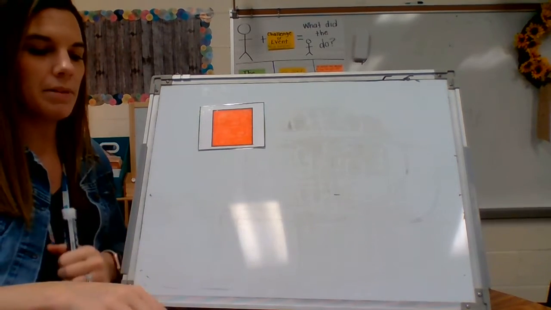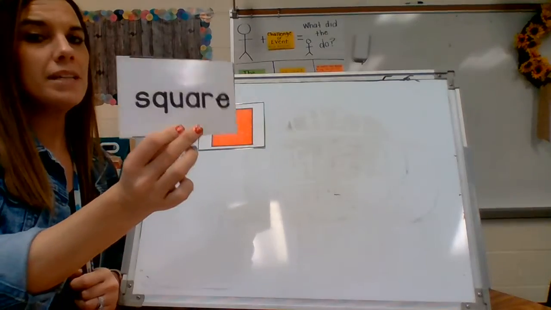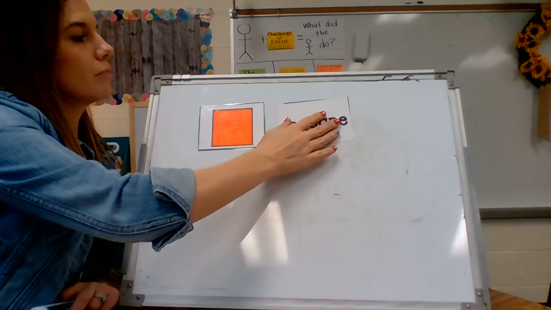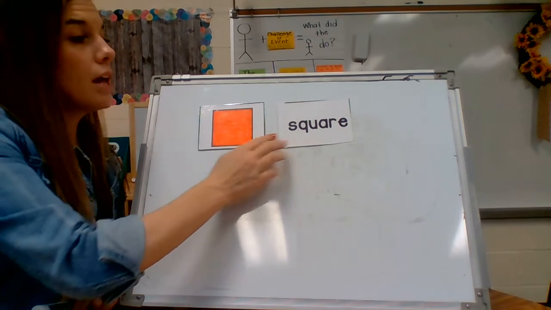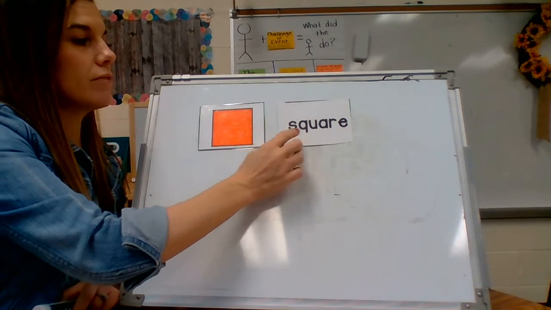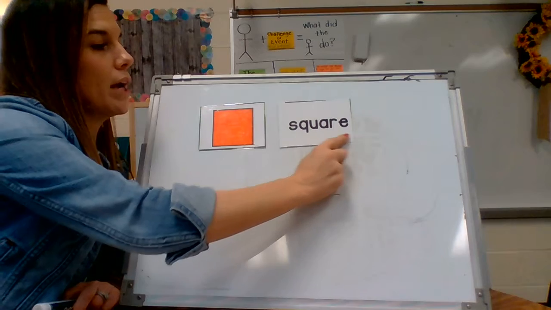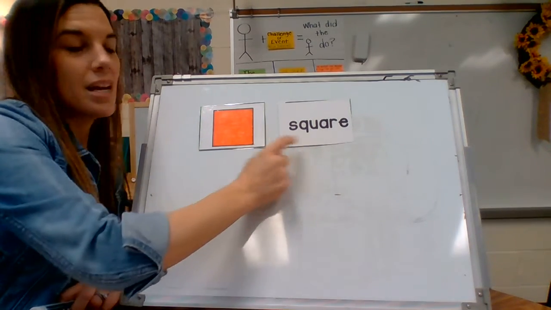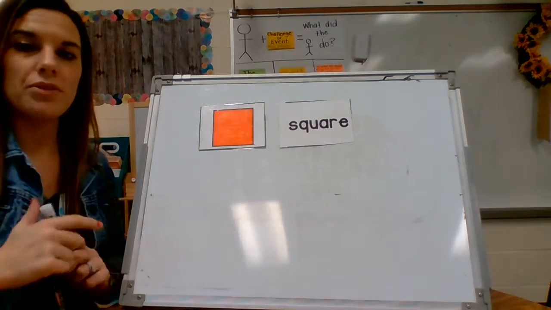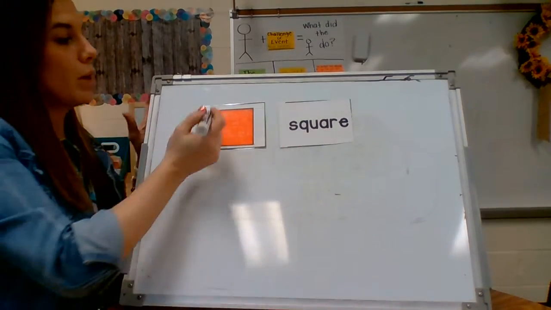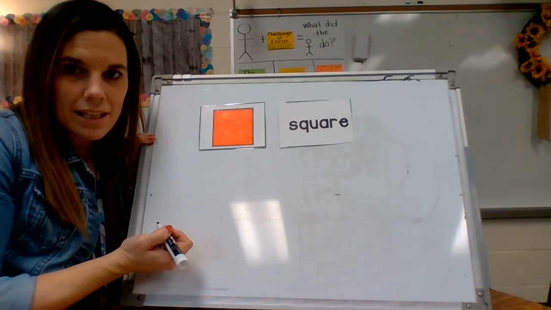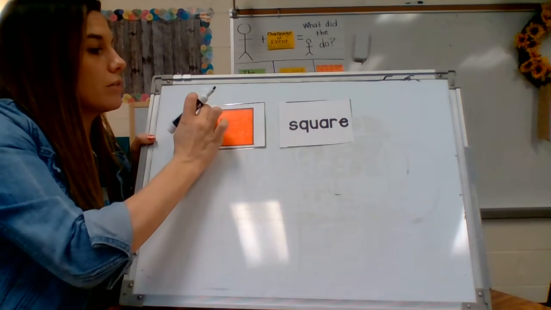Oh, before I do that, I'm going to match it with its word because it is important that we know the names. So if you look at the square, let's run our finger under this word to see if it's the word square. Square. Is it square? Square. It is. This is the word square. It goes with this shape. A square has 4 equal sides. That word equal is important, okay?